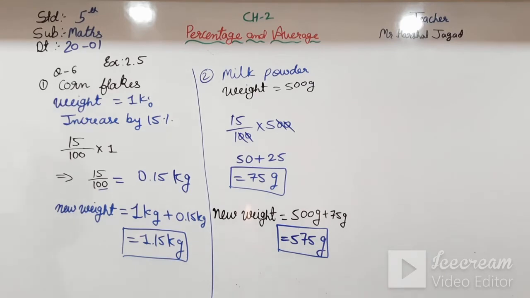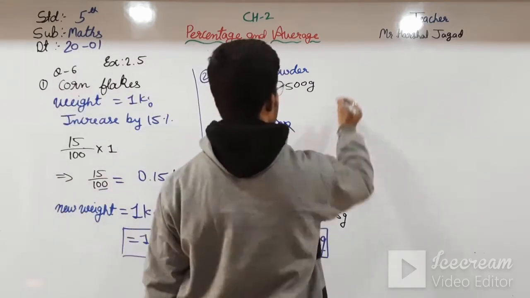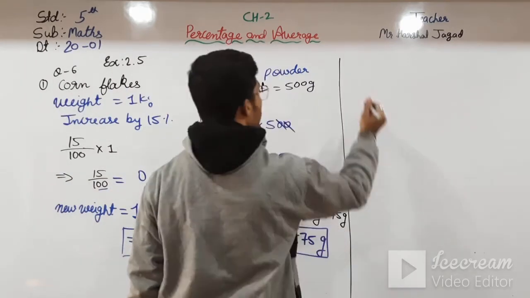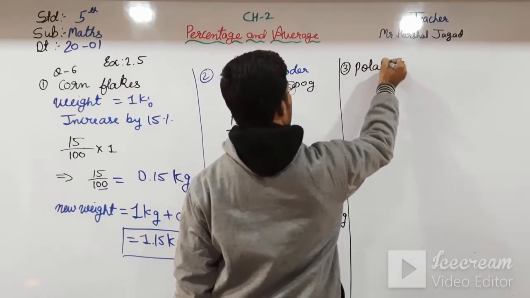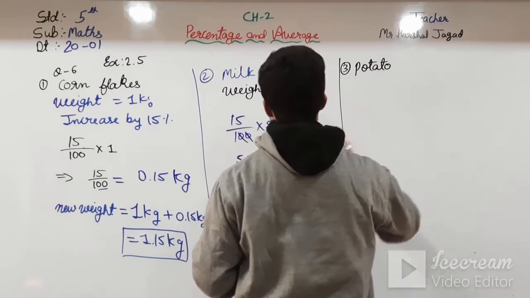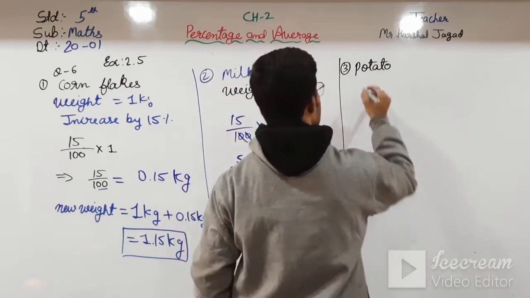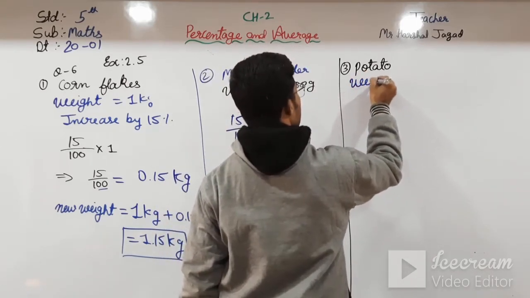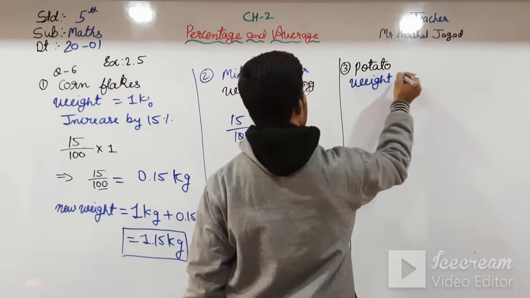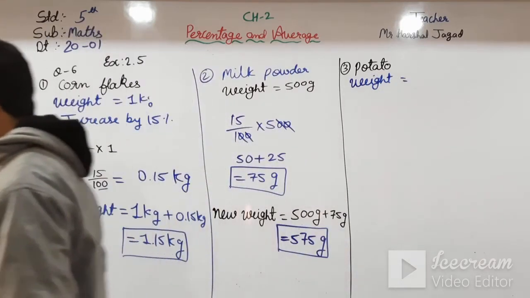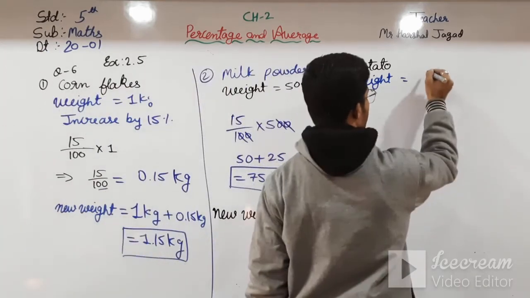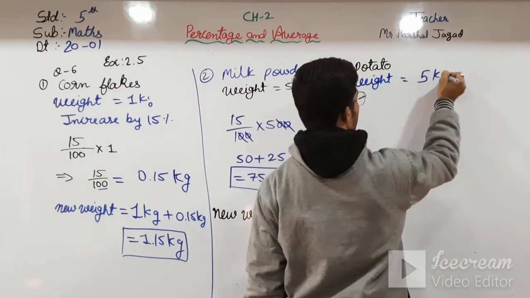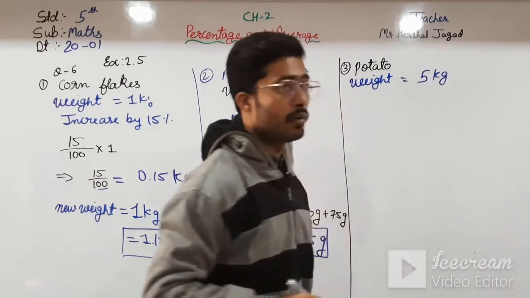Third one, potato. Let us see that. So that weight is equal to how much? It is 5 kg, and it is to be increased by 15%. 5 kg over here.